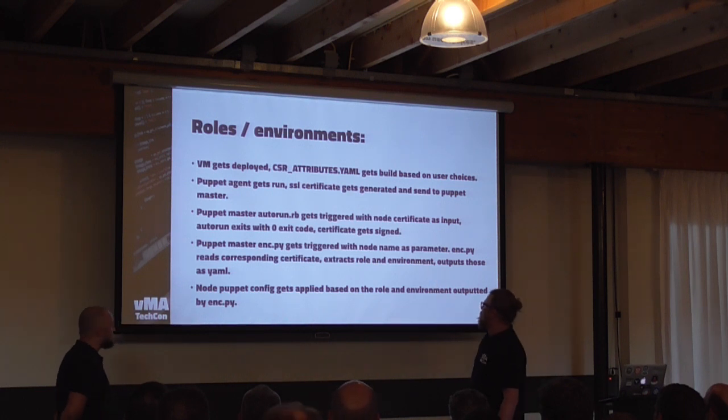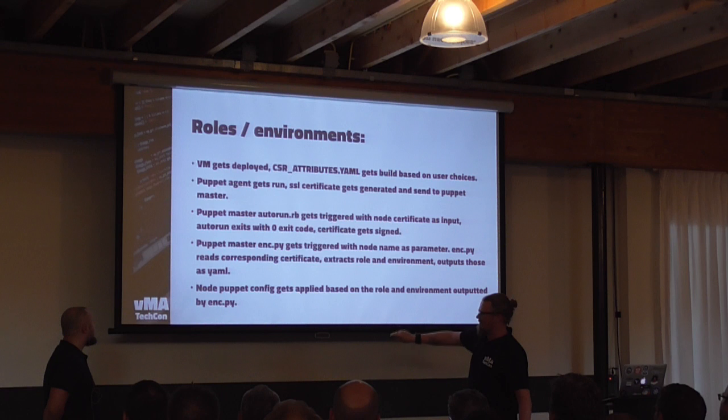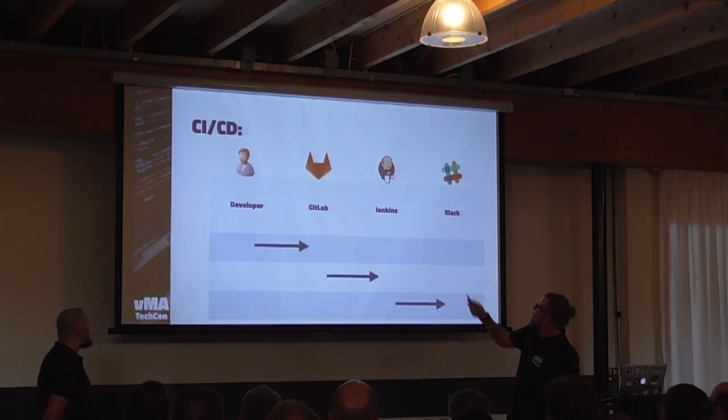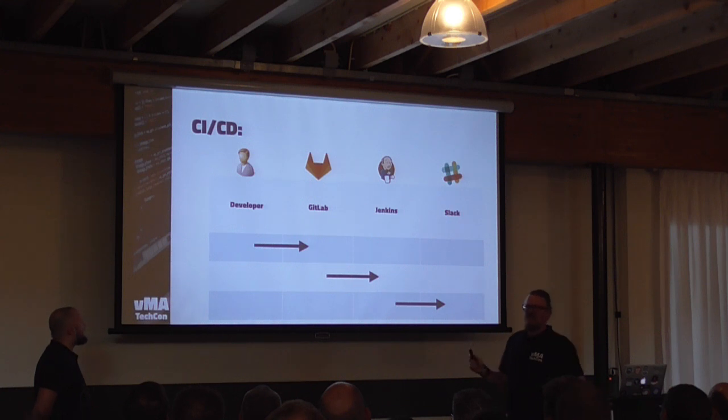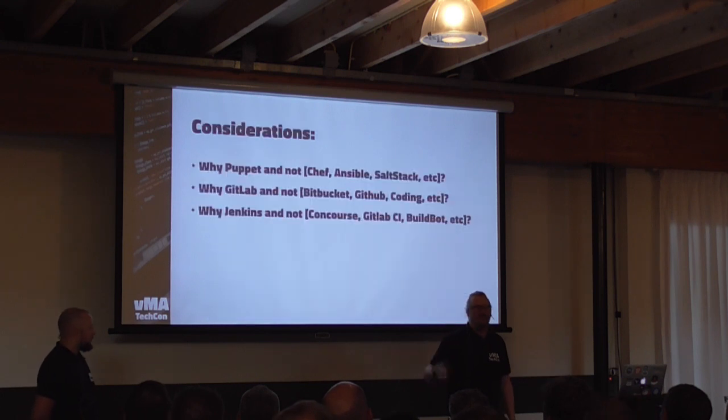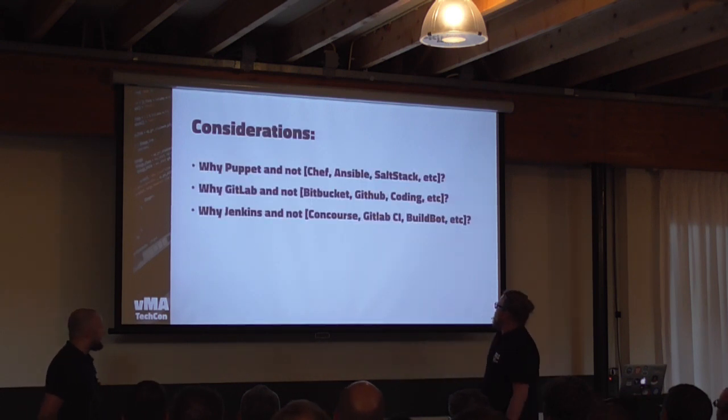Here's what happens with the roles and environments. You just saw that. We're not going to go too much into that, but this is it in a workflow setting, lined out. The continuous integration, continuous delivery. So developer to GitLab, Jenkins, Slack. It's not really continuous delivery because we're not telling Jenkins to actually push from test to production, but we could if we wanted to.